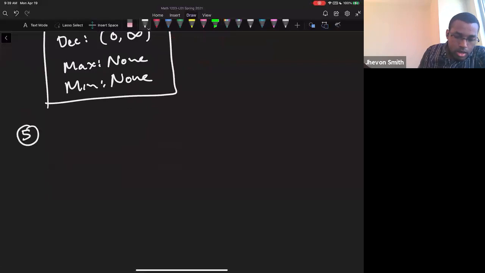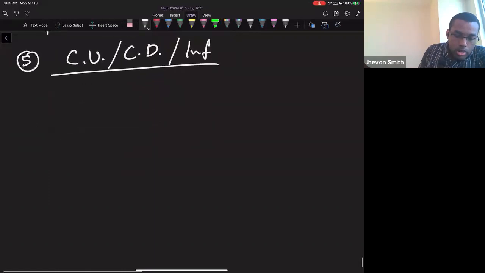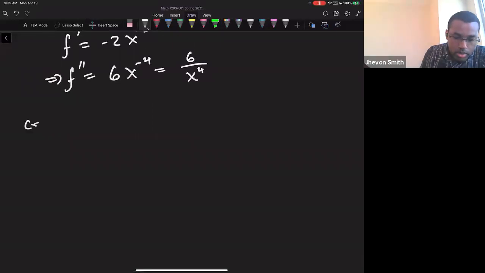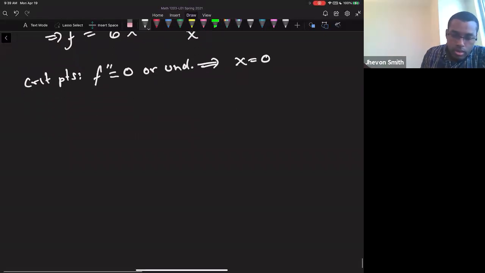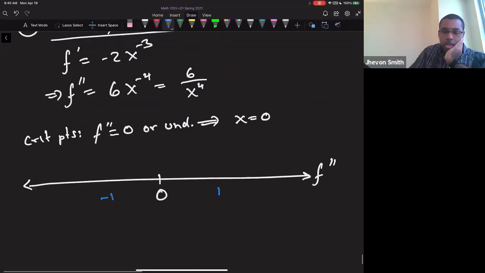Moving on to step five, here's where we want to do concavity and inflections. So we will go concave up, concave down, or inflections. So here we want to use the second derivative test. So we know that the first derivative is minus 2 x to the minus 3. This means that the second derivative is going to be positive 6 x to the minus 4, or 6 over x to the fourth. Find the critical points. F double prime equal 0 or undefined. This means that x equals 0 is a critical point. And we are going to test that in the second derivative.